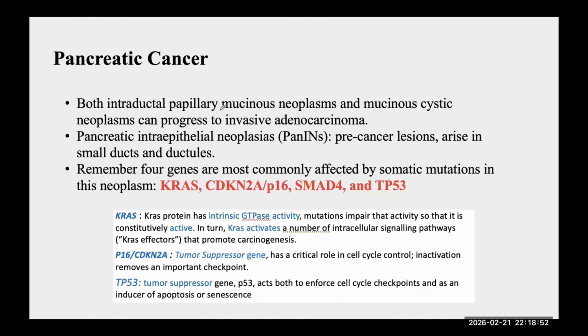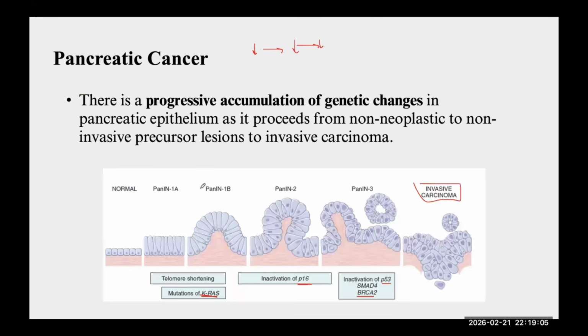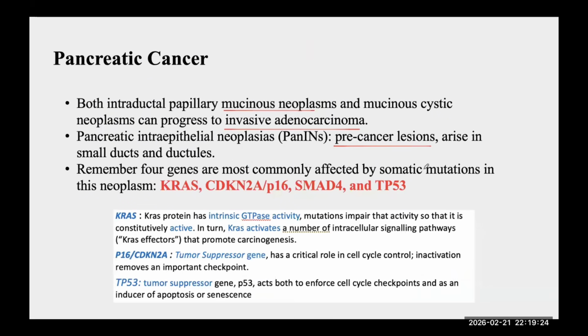Now here, I'm just telling you that mucinous neoplasm and mucinous cystic neoplasm can all progress to invasive adenocarcinoma. Pancreatic intraepithelial neoplasm, a precancer lesion, arises in small ductules. This is the intraepithelial neoplasm, the one we discussed here. Before it invades the basement membrane, it is called intraepithelial, and it goes in stages. There is 1A and 1B, and that's where basically we're going to have KRAS, and then 2, we're going to have P16, 3, that's P53, and then invasive carcinoma. Remember, genes most commonly affected by somatic mutations are KRAS, CDKN2A (P16), SMAD4, and P53.